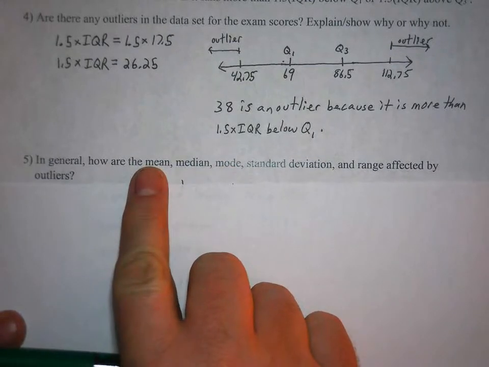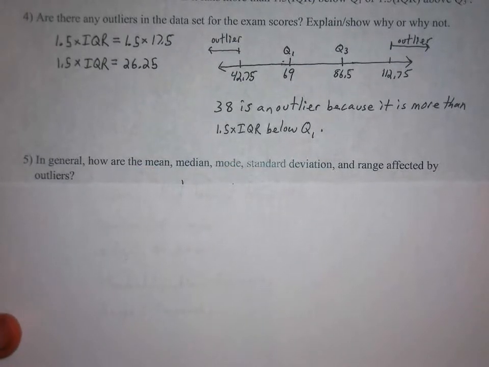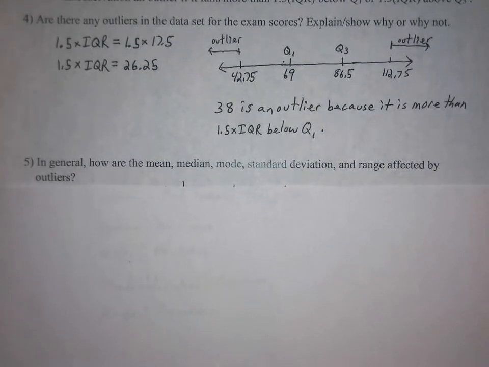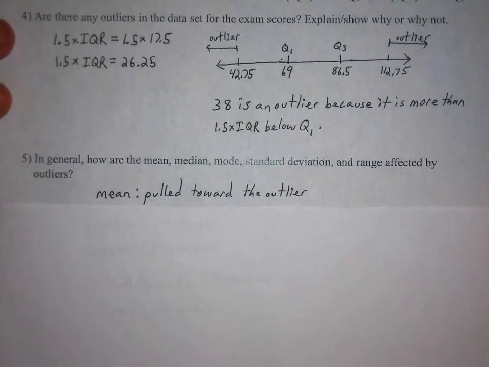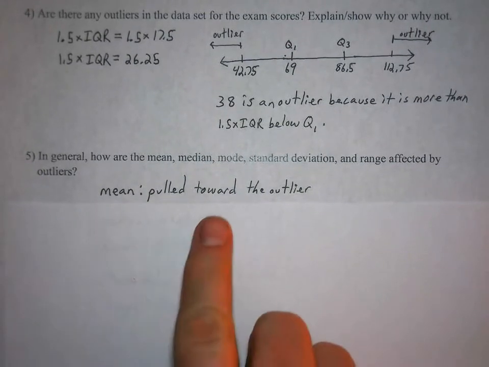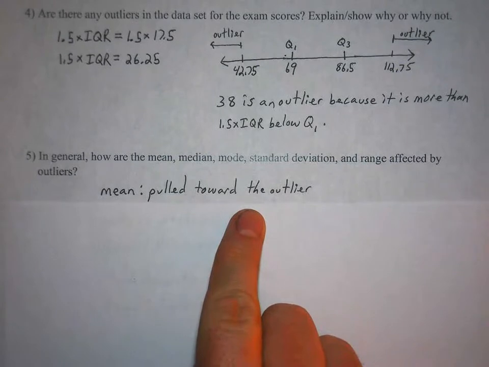Well, the mean, remember, that's the sum of the data values divided by the number of data values. If you get a very large number added to your data set, then that's going to bring the average up. Now, if it's on the other side, just suppose it was an opposite example, the mean can be pulled down toward the outlier. So in general, the mean will be pulled toward wherever the outlier is.